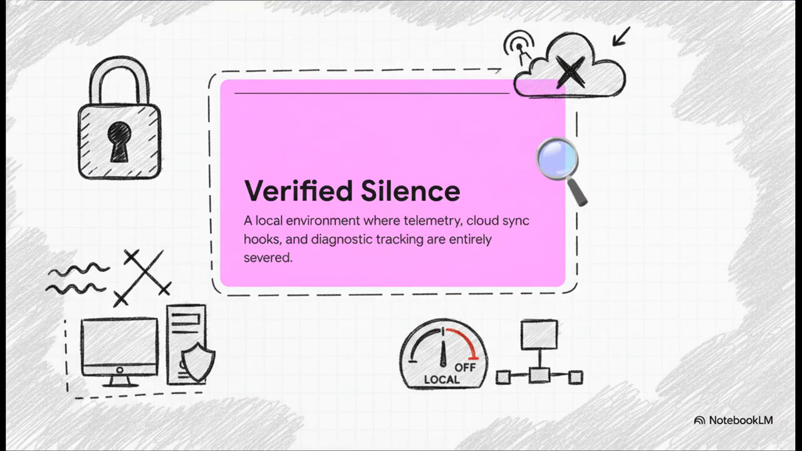Before we just start blindly ripping out services, we really need to nail down the philosophy here. It is all about shifting your system's baseline trust. The ultimate goal is to move from a state of assumed telemetry to a state of verified silence. You know, in modern operating systems, things are almost never fully stripped out by default. They are just kind of suppressed. Verified silence means we take the keys away from the OS. We enforce a strict, air-gapped local environment where your background bandwidth and compute power belong entirely to you.